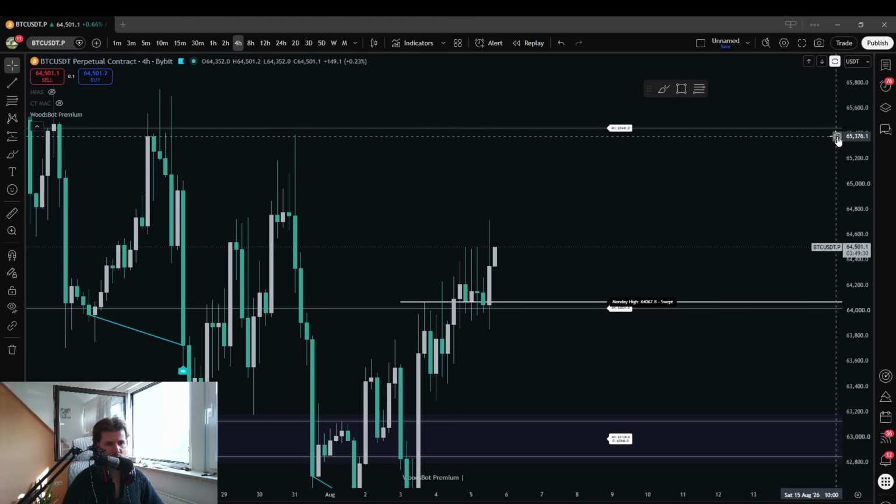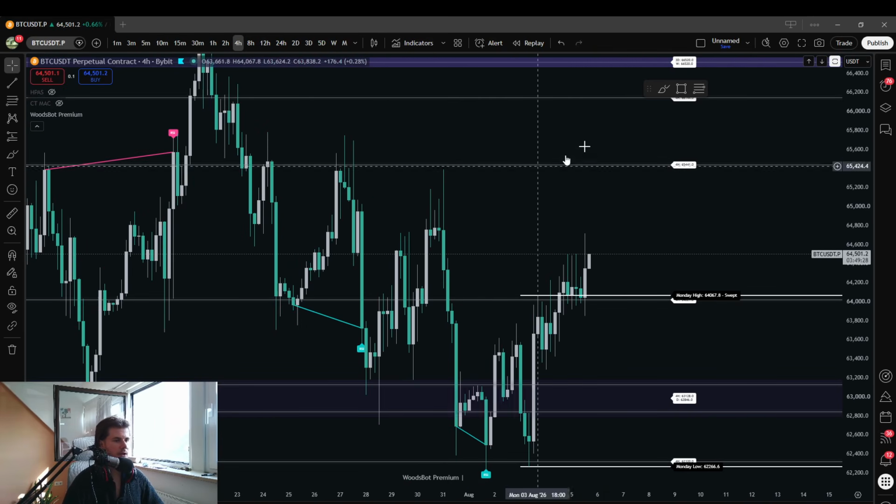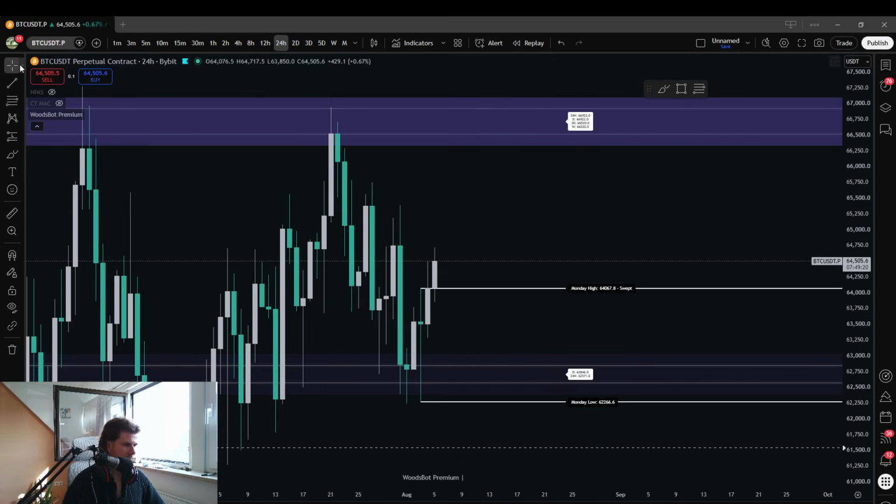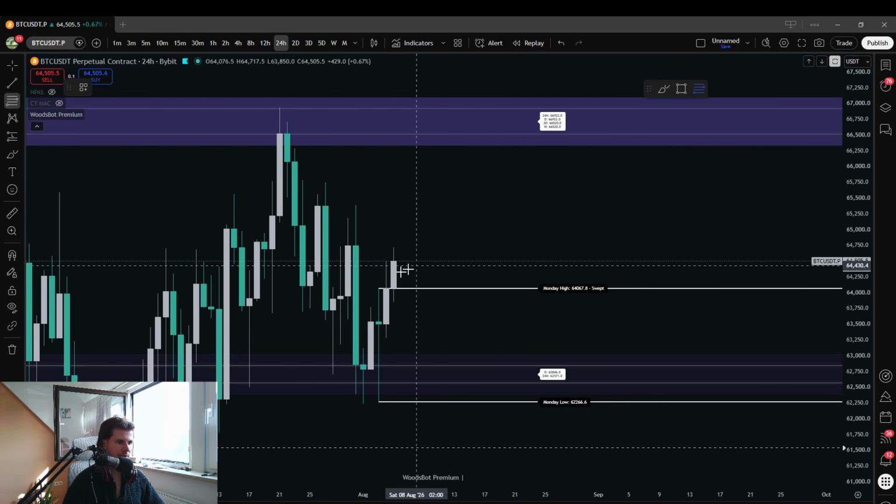You guys know my strategy. I like to be patient. I like to be waiting for my triggers, and so far my triggers are not aligning. However, it is in a bearish zone. It just is in a bearish zone.